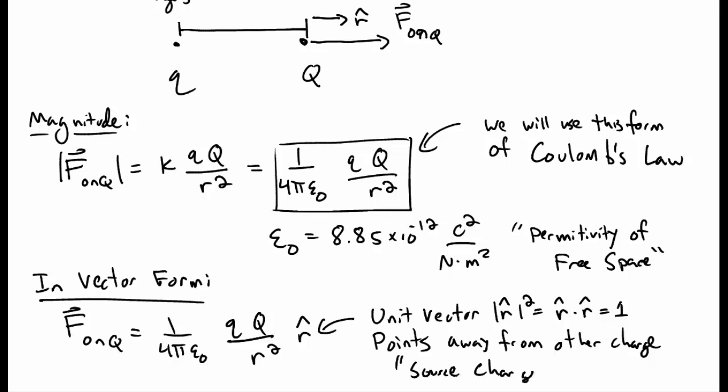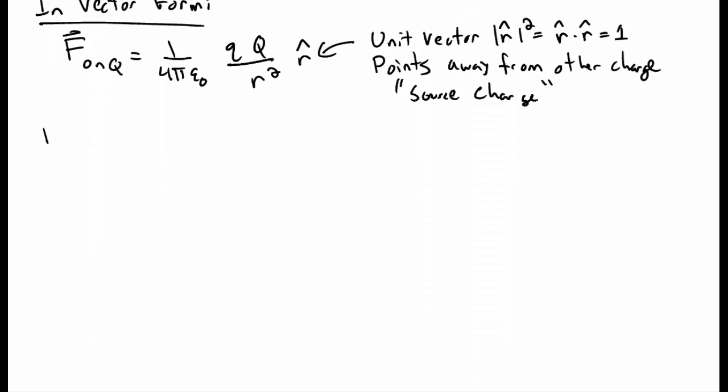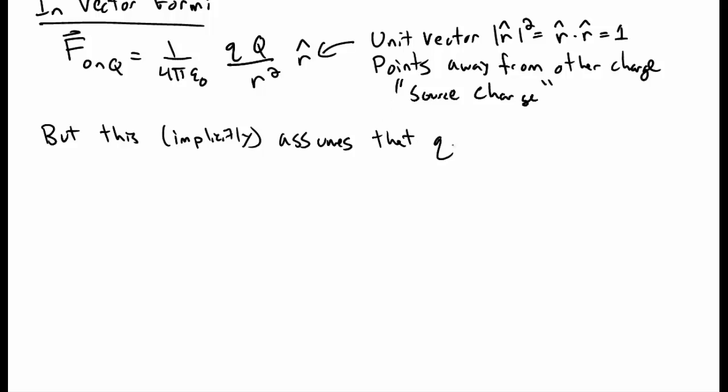We usually call little q a source charge, and big Q is the charge that we're interested in the force on. But of course, this form of Coulomb's law implicitly assumes that little q is actually at the origin. But that need not be the case.